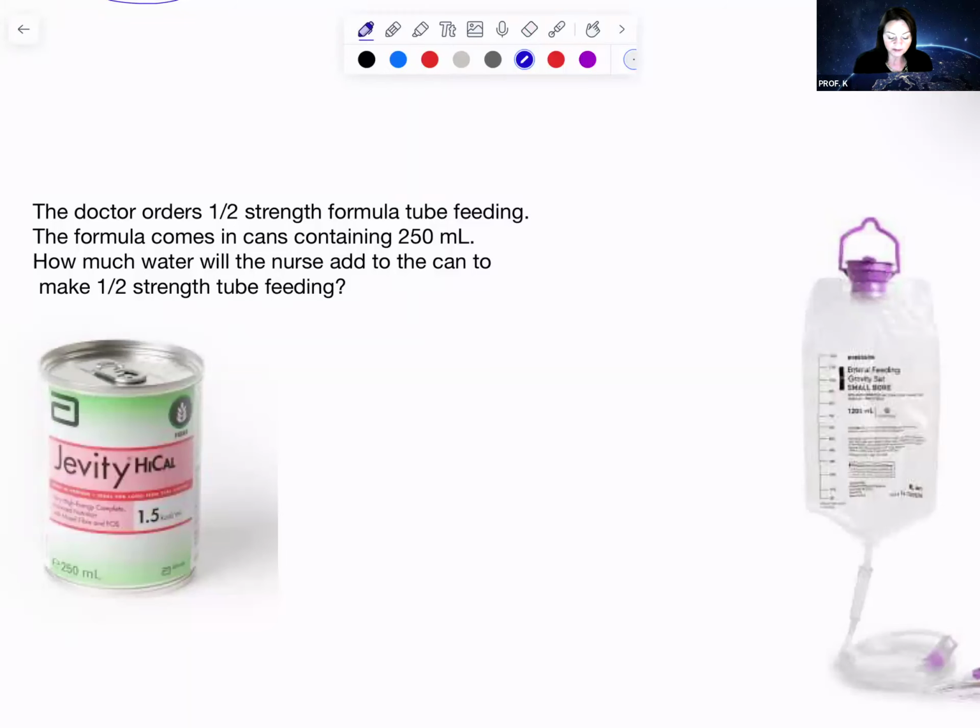The doctor orders half strength formula. It comes in a 250 milliliter can. What is my wanted? How much water will the nurse add to the can? We know we're solving for milliliters. So I have 250 milliliters. And I'm solving for what? Milliliters. Right? So that's the dimensional analysis way.